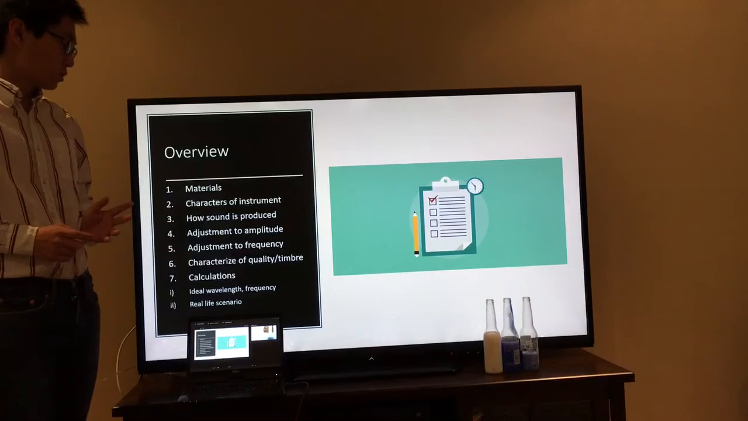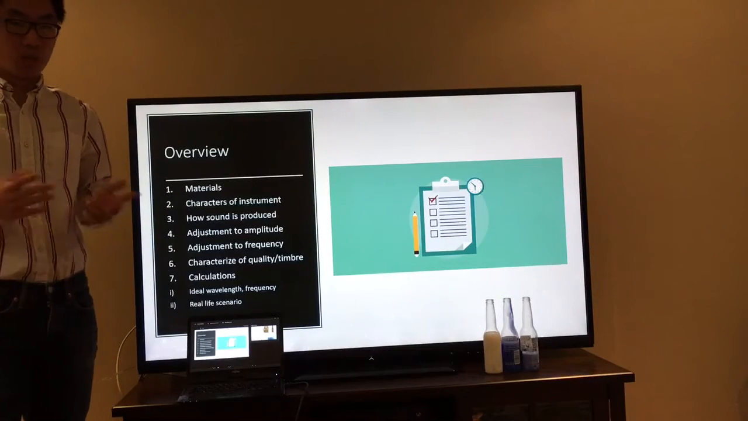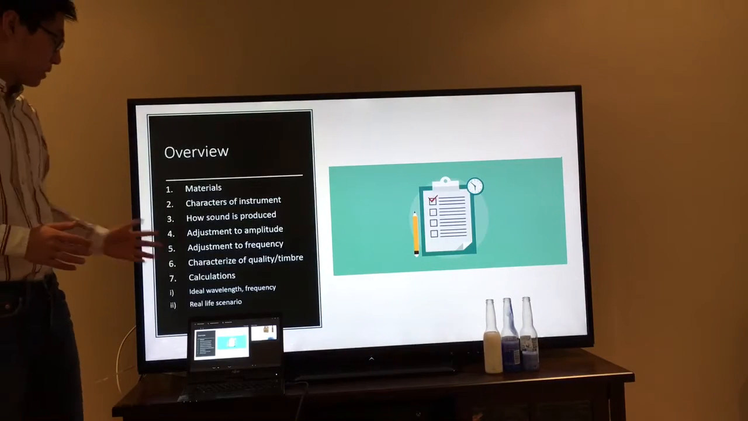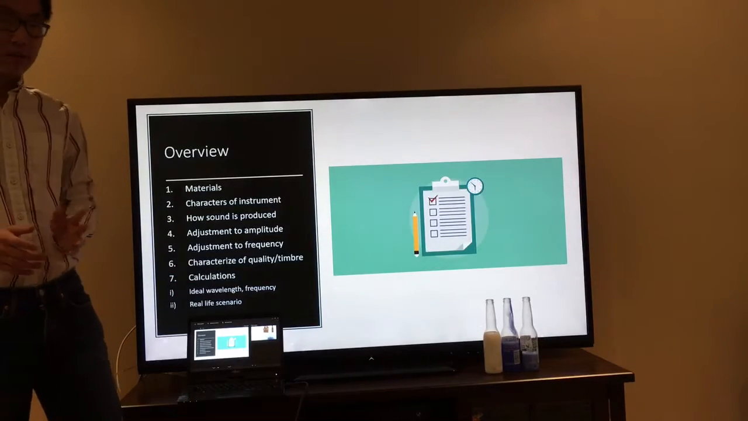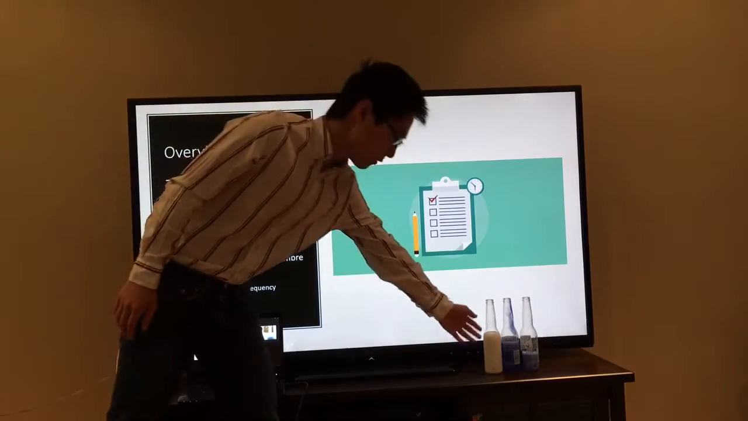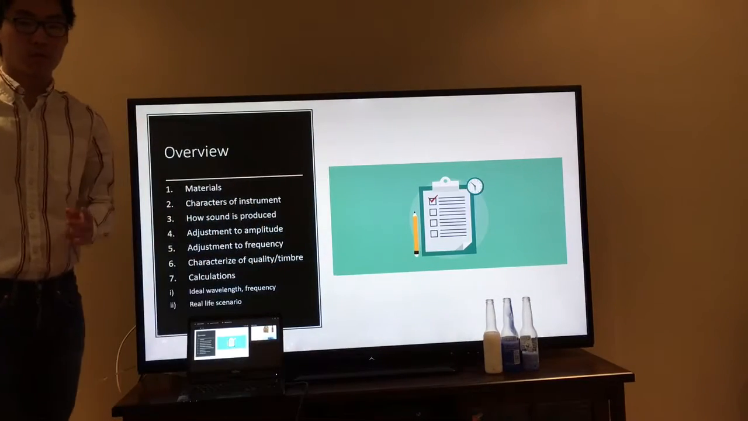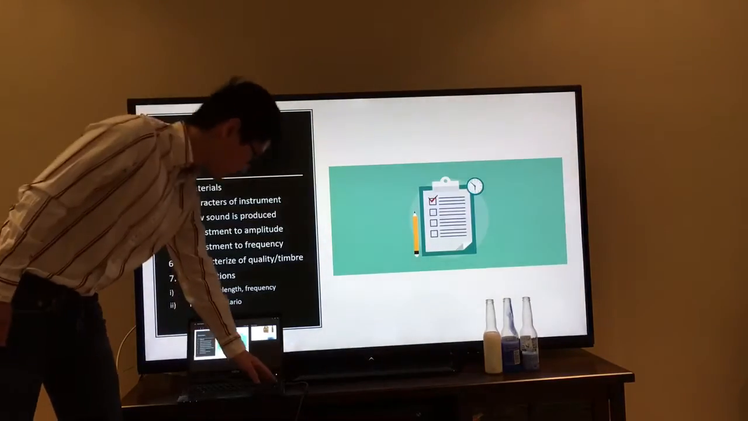Sixth is the character of the quality of the sound produced, which means what kind of sound, what does it sound like, and similar to that. Seventh is some calculations of it, and last but not least, I'll be doing a demonstration with these bottles here, all filled with water, but with different volume in it, and see how those change the characters of the sound.